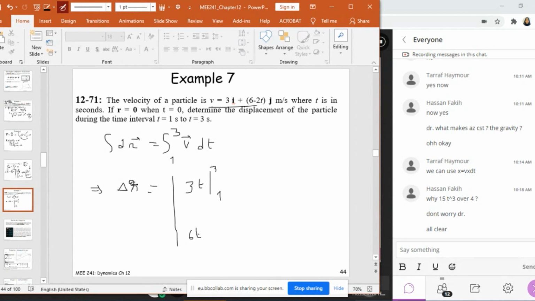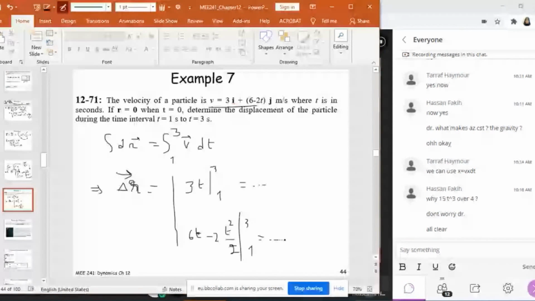Now this is delta r, in fact, because I'm doing it as a vector. So it is 6t minus 2t squared over 2 between 3 and 1. Right? So guys, you're going to find this answer, and you're going to find this answer, right? And whenever you know delta r, you can find the magnitude of delta r, which is here, the displacement. So guys, it's not hard to do this by yourself. You can do it. It's very easy.